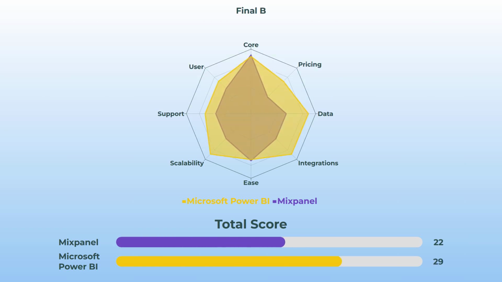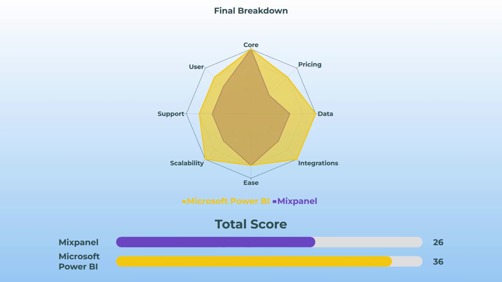If you love a good chart, picture this. Power BI is just dominating across categories like data visualization, integrations, scalability, and support. But Mixpanel is keeping up wherever deep product analytics are needed. You can actually see the strength of each depending on your needs.